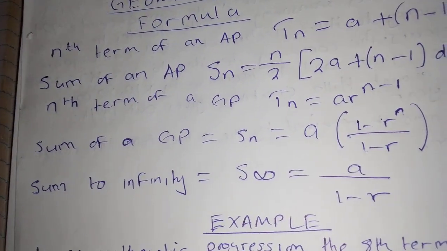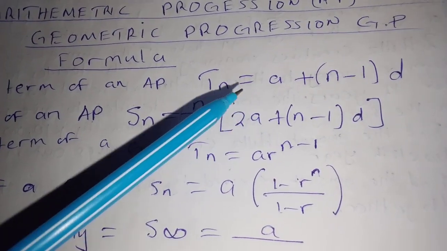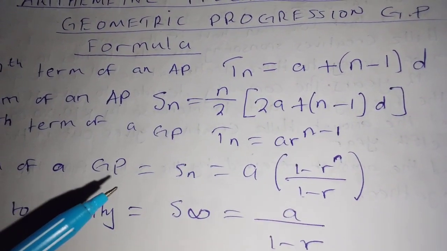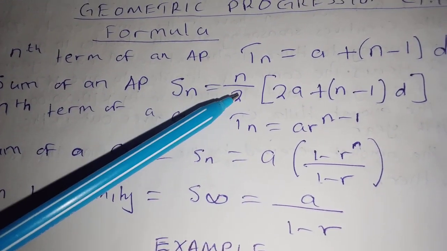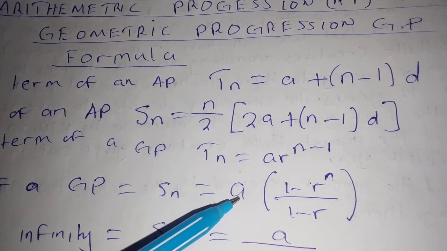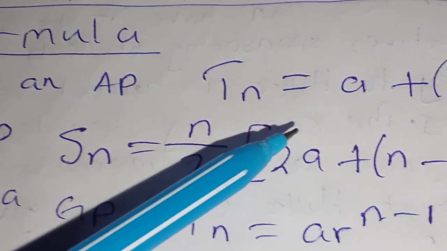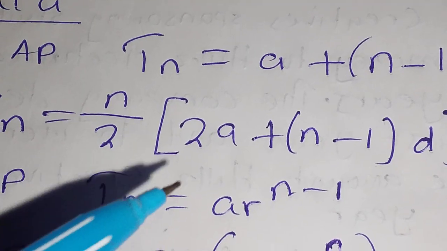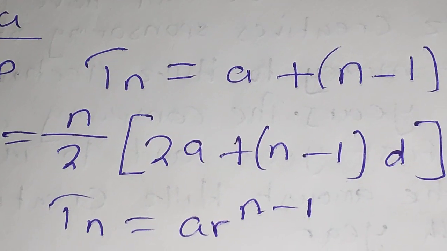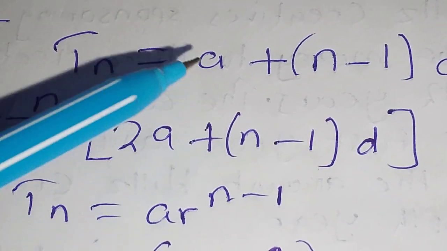So go back to the formula. This a represents the first term, whether in GP or AP. Then n is the nth term. The term you have been given to find, that's the letter n.